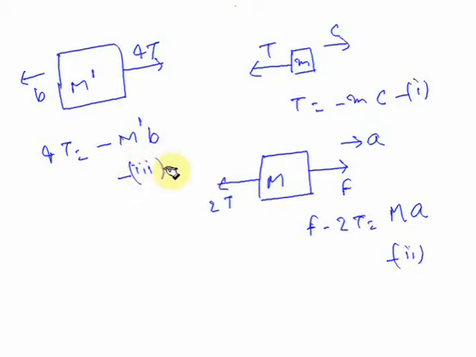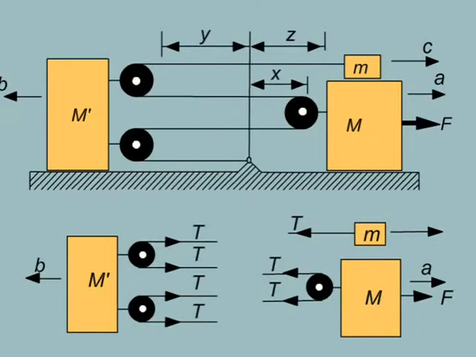Now let's find out how we can use the thread constraint. As you can see here, the total thread length is, this is y, so this will again be y, this is also y, and this is also y. This is x, so this will again be x. So the total thread length L is 4y plus 2x plus z.